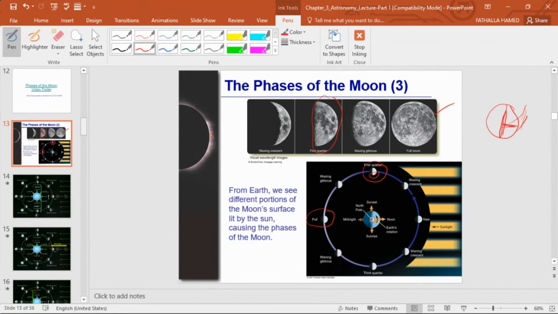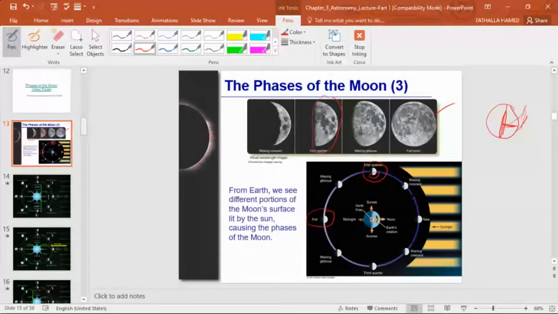So some people say, well, we can call this a half because it's half of what we see in the full moon. Well, the reason we call it a quarter is because the light that we receive, facing us, comes only from a quarter of the Moon.